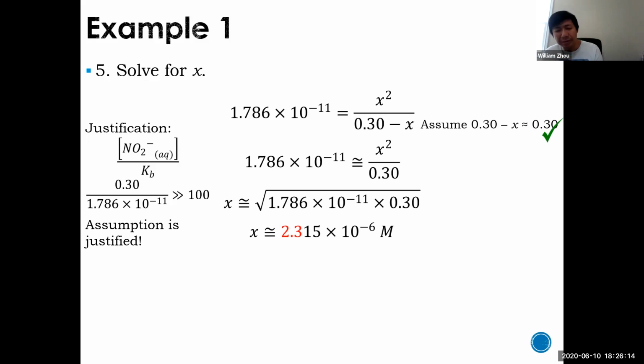Okay, make sure you know what x means. Just check on the ICE table. Where is x, and well, what does it represent? It is hydroxide.